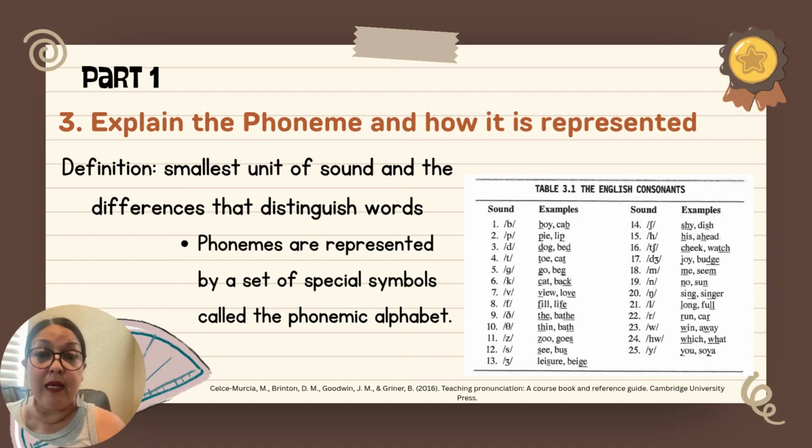This next slide explains phonemes and how they are represented. Phonemes are the smallest unit of sound, and they are the differences that distinguish words. Phonemes are not letters, they are only the sounds, and they are represented by the phonemic alphabet with special symbols. And so to the right, I have a diagram also from Celce-Murcia et al., 2016 that lists the sounds and how they are represented with the phonemic alphabet.